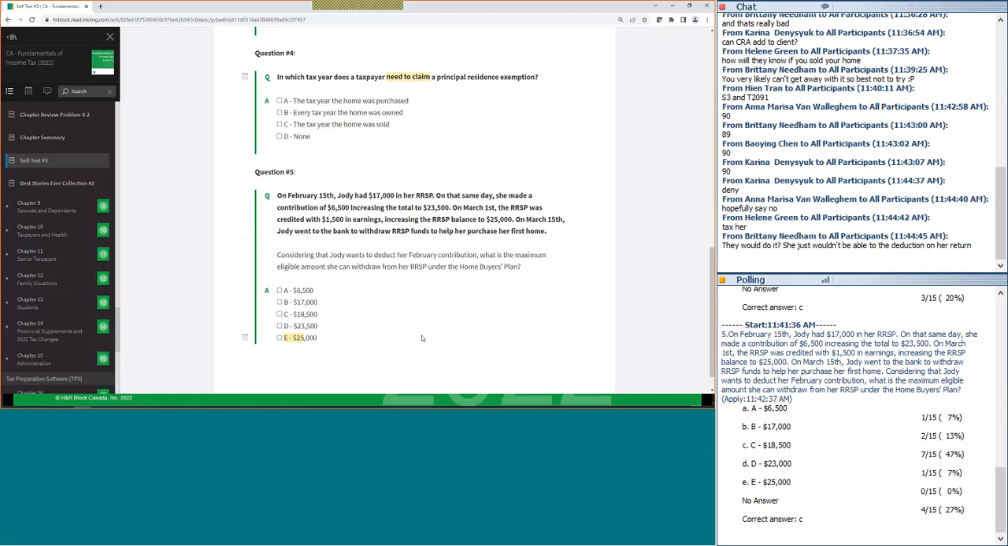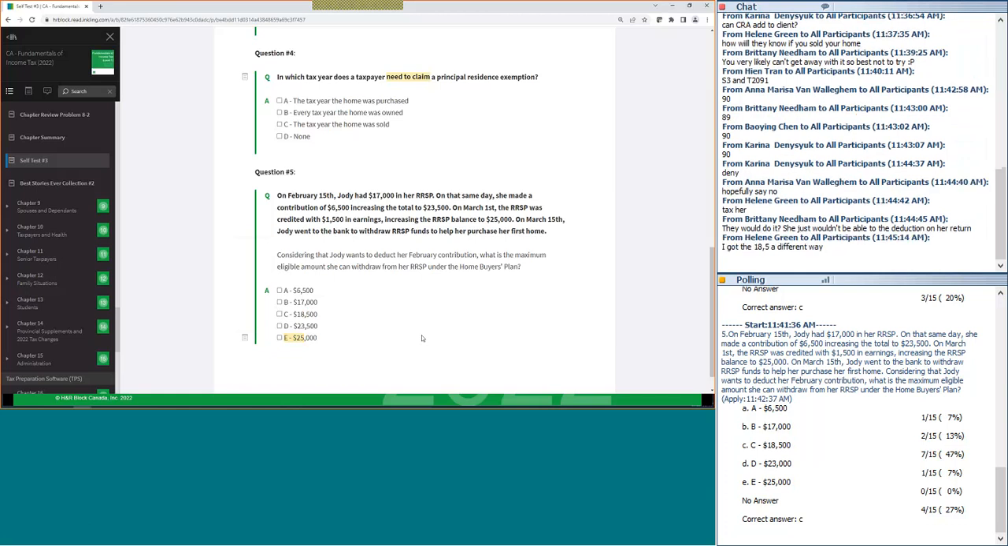And Brittany asks, so in that case, she just wouldn't be able to do the deduction on her return? Yes. So if that happened, and she did take $25,000 out, and she didn't ask you first, in that case, you would have a problem. You would have an RSP receipt that you could not use.